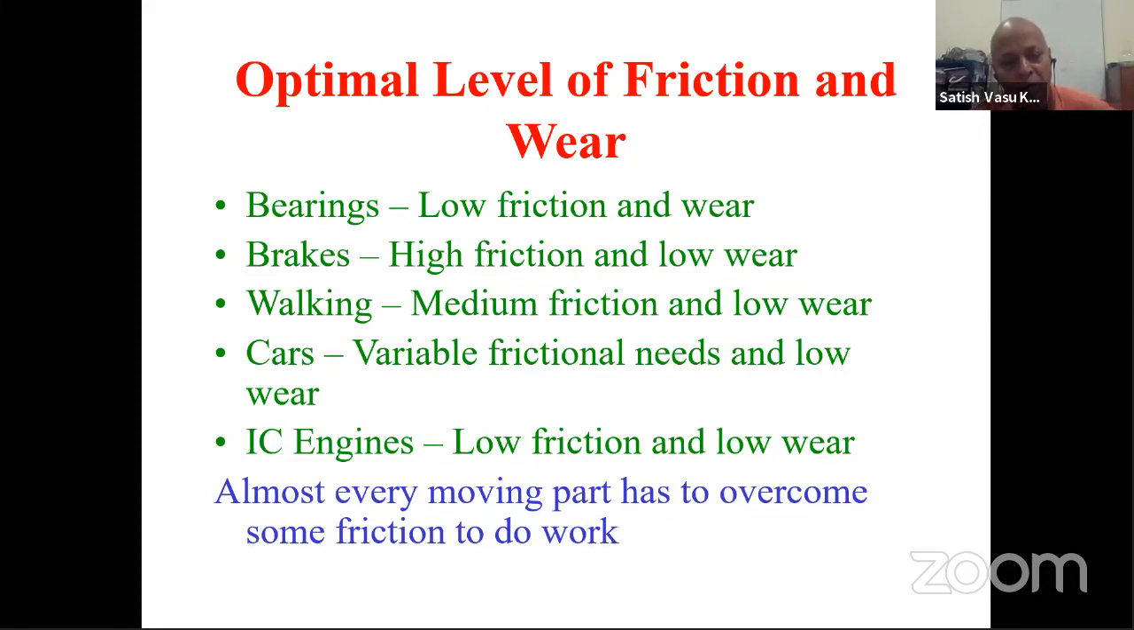Now, almost every moving part has to overcome some friction to do its work. And every part has an optimal level of friction and wear. The world has basically been trying, for example in IC engines, to go down to lower and lower frictions, or in bearings to go to lower and lower frictions. But my contention here is, how low is important? Do we go to a friction of 0.1? Do we go to a friction of 0.01? Do we have to go to a friction of 0.001? People are talking of 0.00001. Do we need to go there?